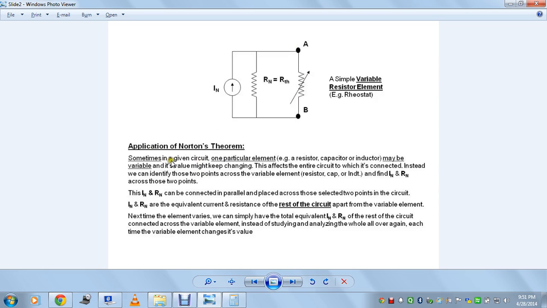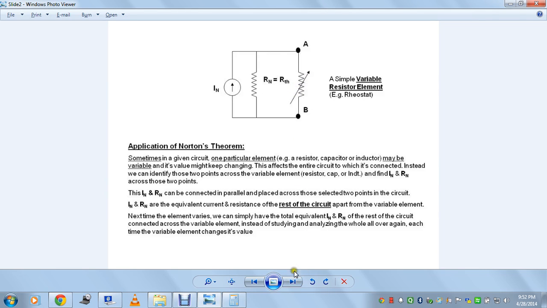Now in the application, what I have stated is that sometimes in a given circuit one particular element, say a resistor or a capacitor or an inductor, as I said a while back, or any combination of these elements, may vary or may not vary. If it is varying, you keep that aside and compute the resistance of the entire rest of the circuit and the current flowing through this variable element. You can keep these two in parallel with those points, and then compute the total current flowing through that particular variable element for specific values which keep varying. So you need not analyze the circuit entirely each and every time the variable element varies its value.